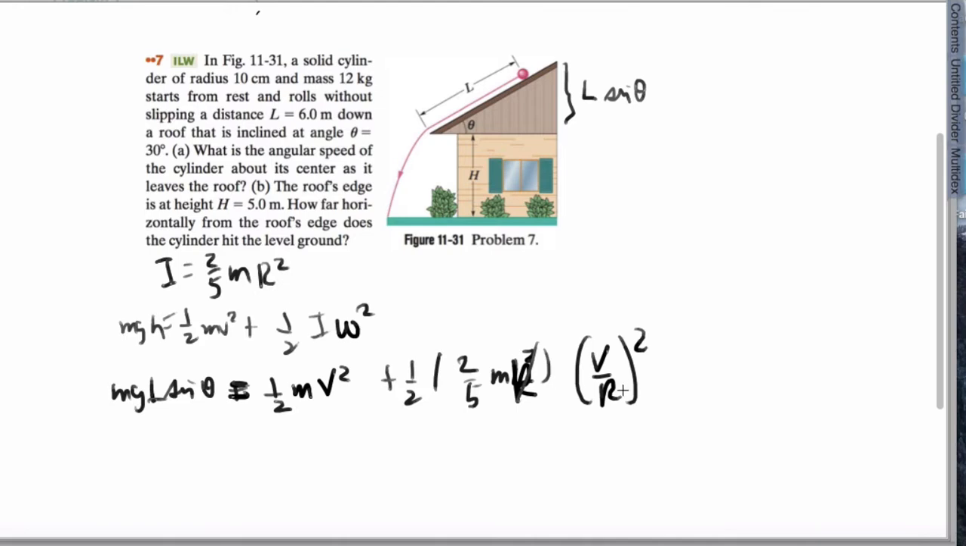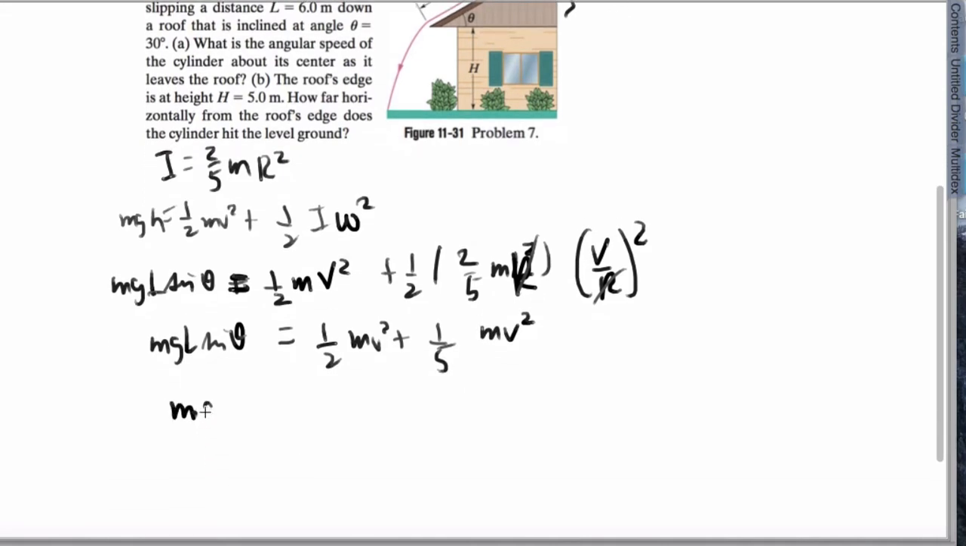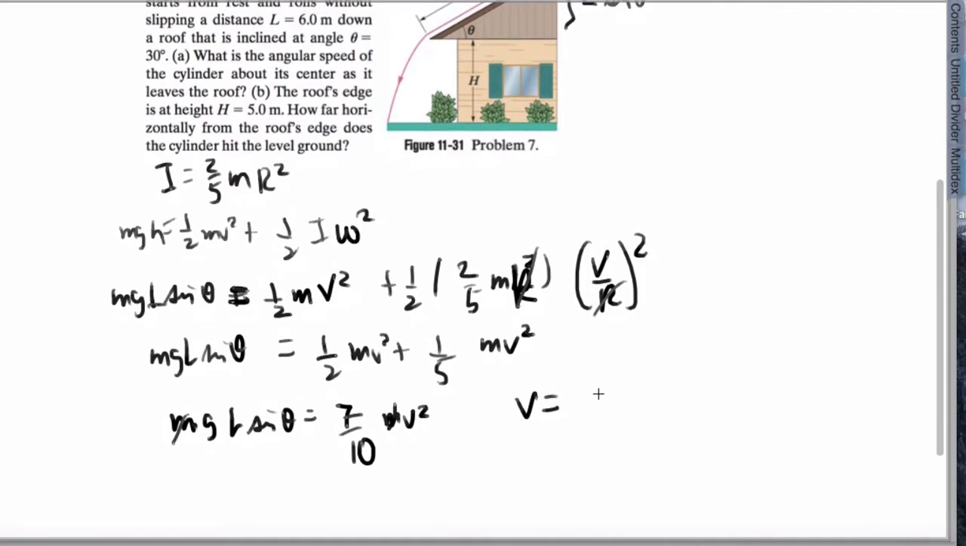This should cancel. Now these cancel, and so what we're going to end up getting is mg L sine theta equals 1/2 mv squared plus 1/5 mv squared. And when we simplify this, 1/2 plus 1/5 ends up being 7/10 mv squared. The m's cancel, and so right as we leave the ramp, or right as we leave this roof, we're going to have v equals 10/7 gl sine theta, all under a square root.